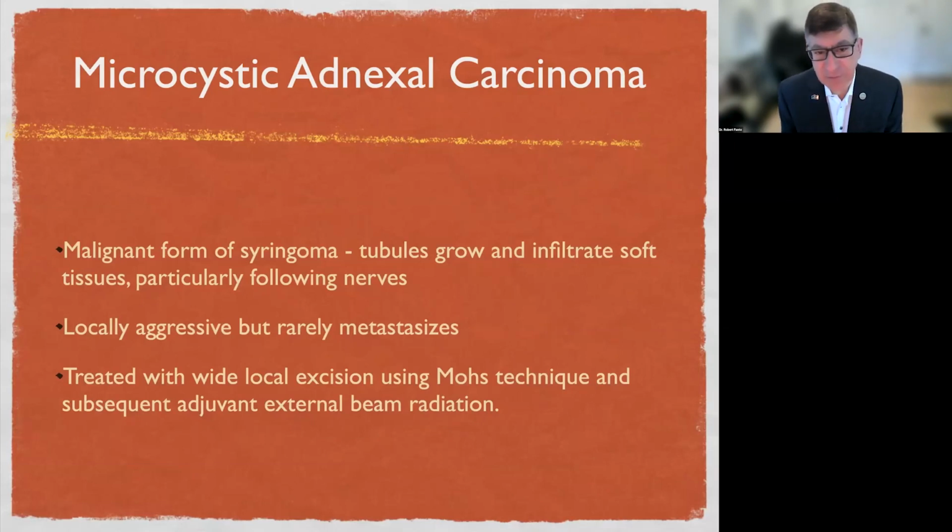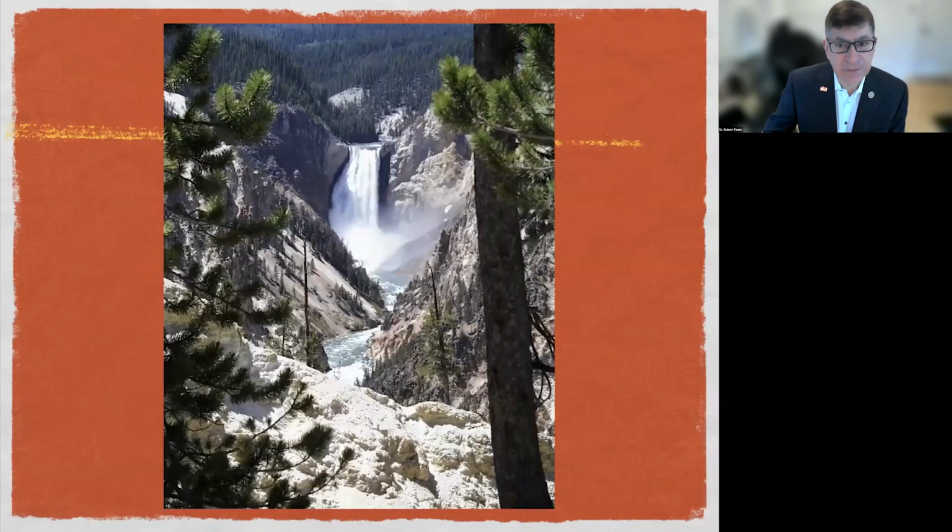This is the malignant form of syringoma, where we talked about those as the benign masses that we see all the time in young women. In this case, the tubules grow and infiltrate the soft tissues, particularly following nerves. This can be locally aggressive, but fortunately it rarely metastasizes. The treatment is with wide local excision using Mohs technique or frozen sections, and subsequent adjuvant external beam irradiation.